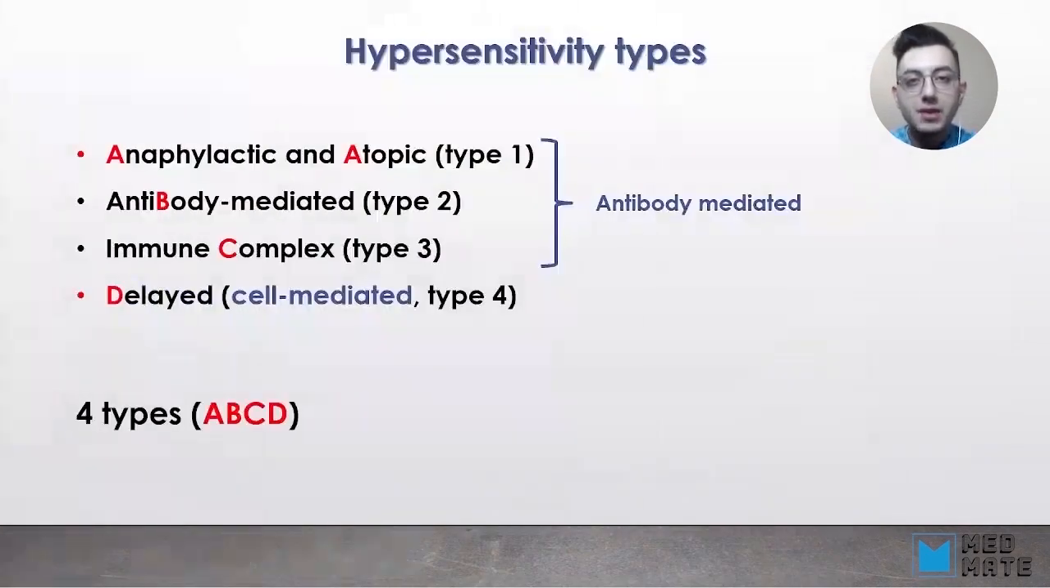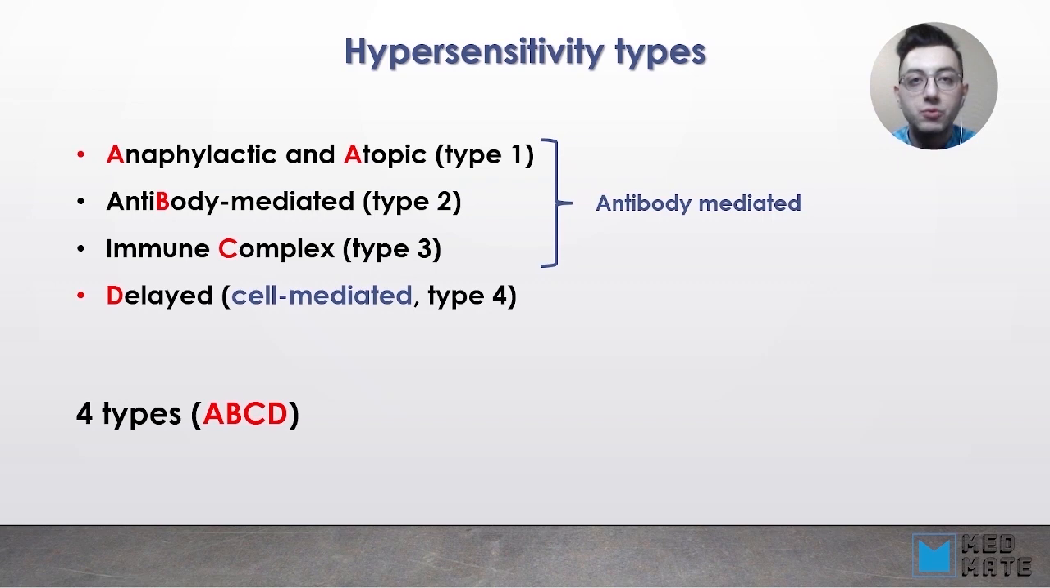Let's get started with different types of hypersensitivity. Generally, we have 4 types of hypersensitivity. And what is hypersensitivity? Well, it's when our body reacts to an antigen or a foreign body in an exaggerated manner, which leads to harmful effects on our body.